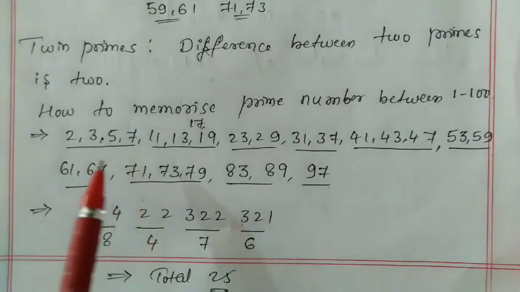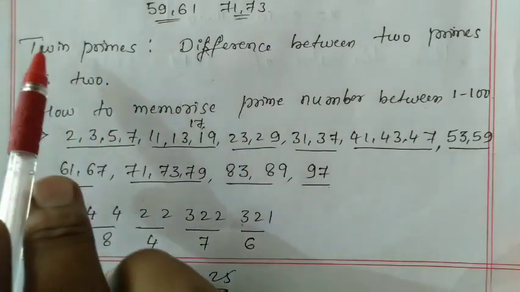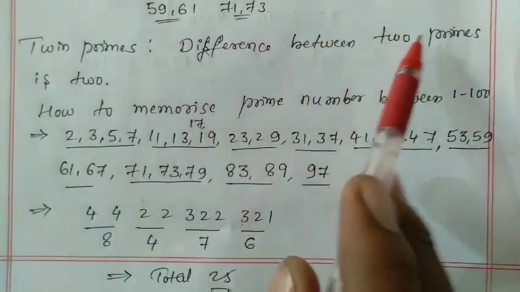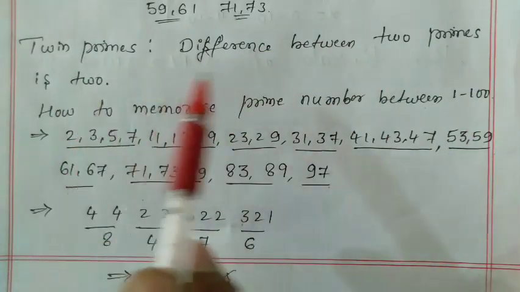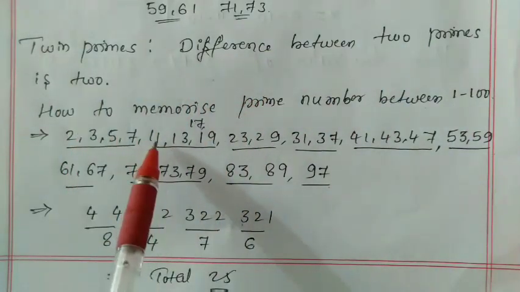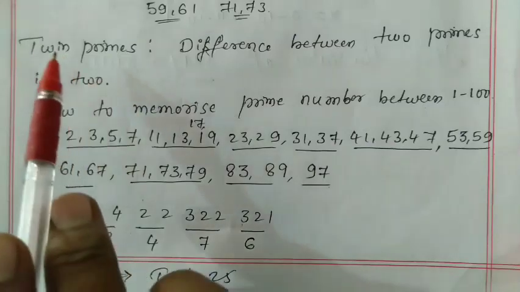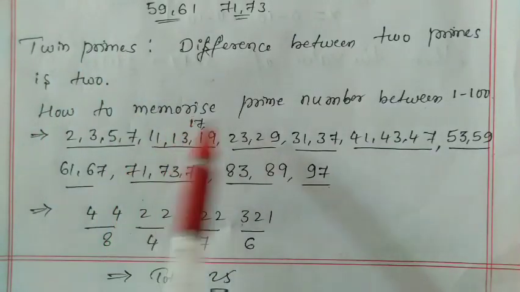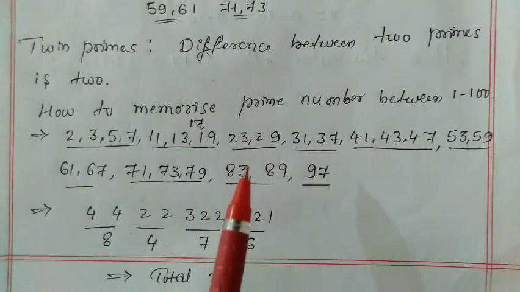Okay, so next I will go to what I mean by twin primes. Twin primes means the difference between the two primes is 2. If the difference between two prime numbers is 2, then they are called twin primes. So between 1 to 100, how many twin primes are there?